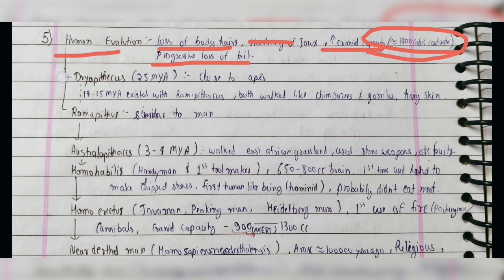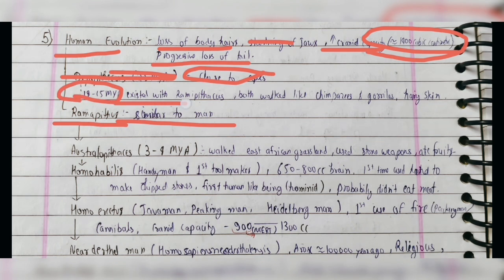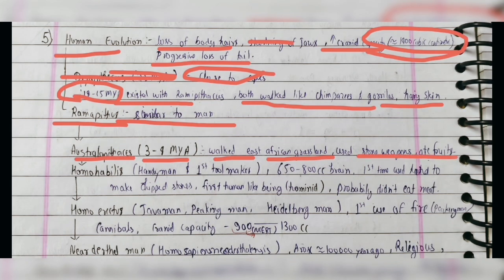The first in human evolution comes Dryopithecus, which is around 25 million years ago, which were closer to apes. Then comes Ramapithecus, which are similar to man. Around 14 to 15 million years ago, both are believed to have existed at the same time, and both walked like chimpanzees and gorillas with hairy skin. Next in line after Ramapithecus comes Australopithecus around 3.4 million years ago, and they walked on East African grassland, used stone weapons and ate fruits.